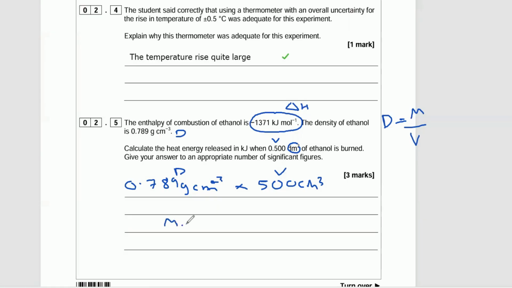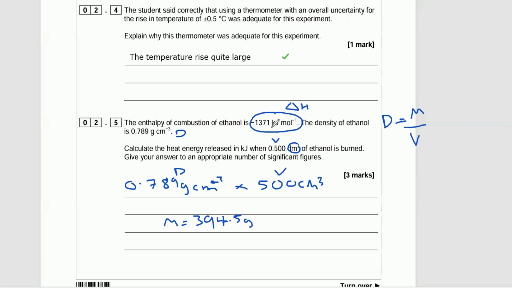And our mass here, which should get us the first out of 3 marks for calculating the mass, is 0.789 times 500. That is going to give me 394.5 grams. So I have 394.5 grams of ethanol that has been combusted and released that.